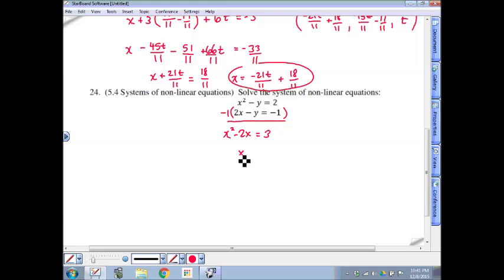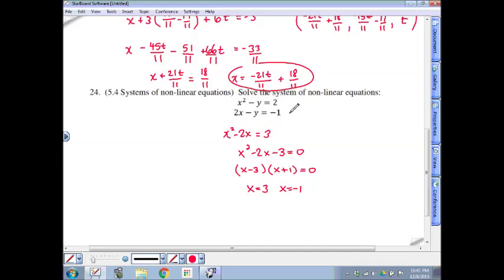If you subtract the 3 over, this results in a simple quadratic equation. X squared minus 2x minus 3 equals 0. That factors into x minus 3 times x plus 1, so x equals 3. And x equals negative 1.